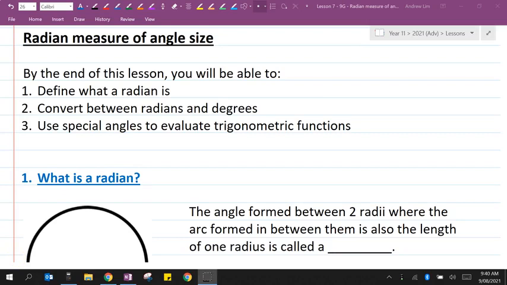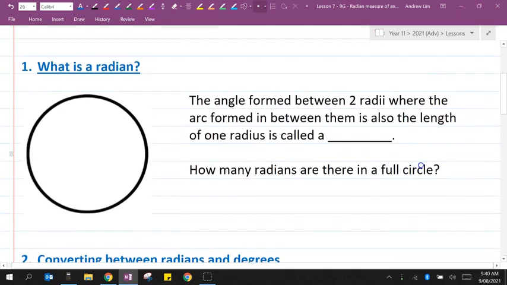So by the end of this lesson, you'll be able to define what a radian is, convert between radians and degrees, and use special angles to evaluate trig functions. So let's have a look at the first part of the lesson.